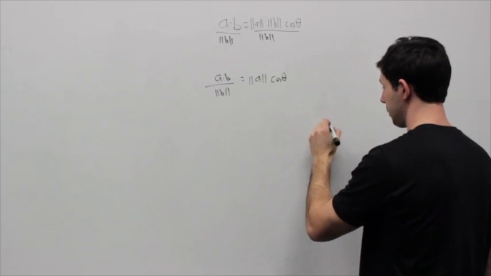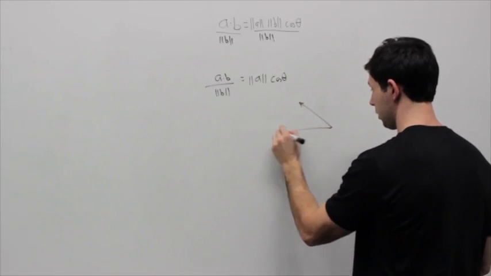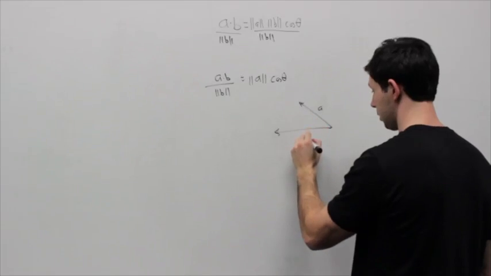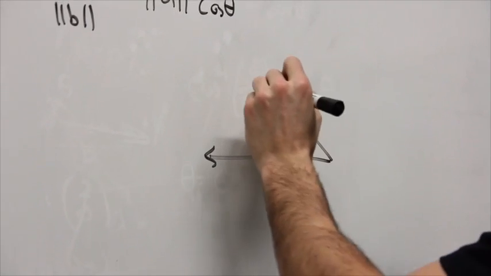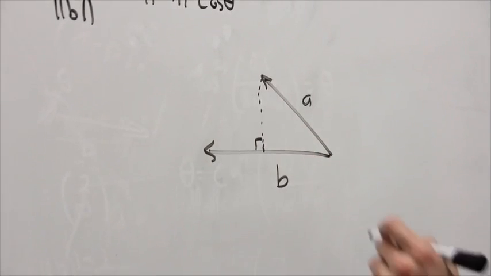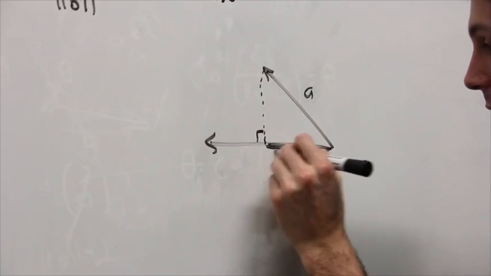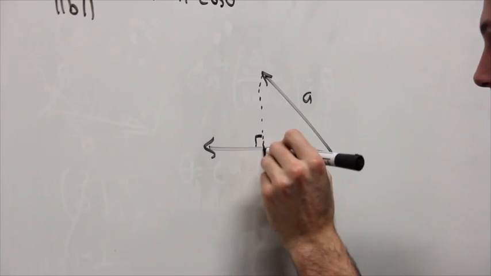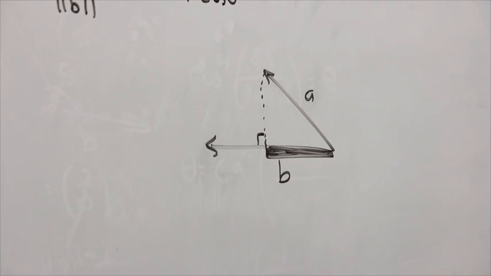If you don't recall what that means, let's say we have A and B. For the projection of A onto B, you take a perpendicular line from the tip of A down to B. It's just this length right here. So the projection is the length of the projection of A onto B.